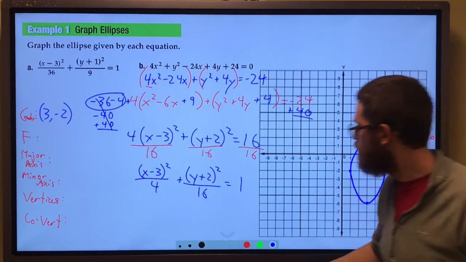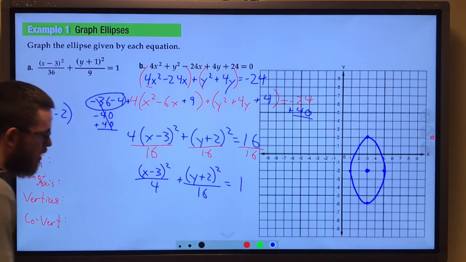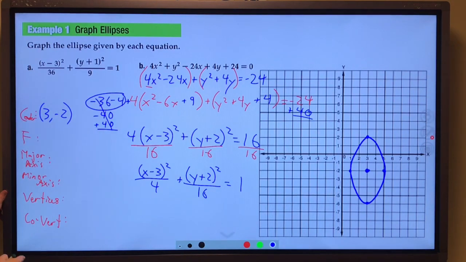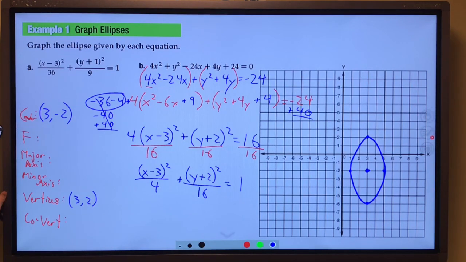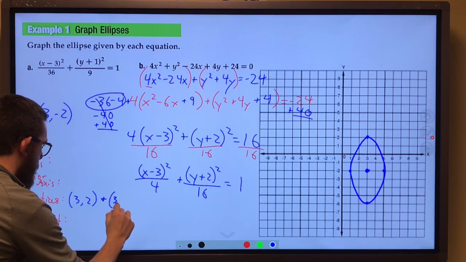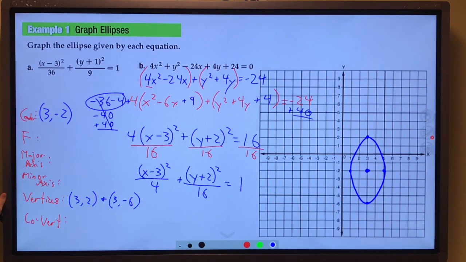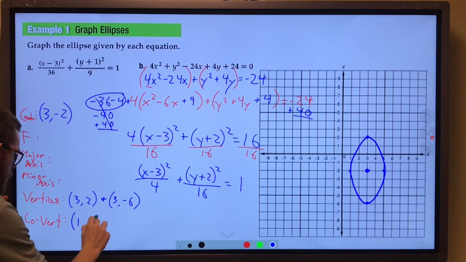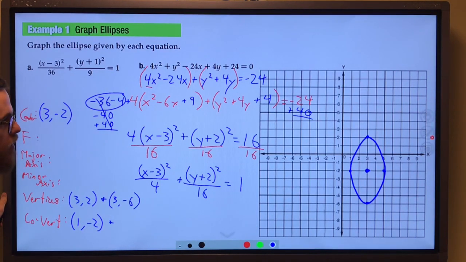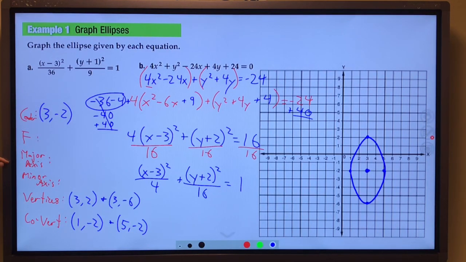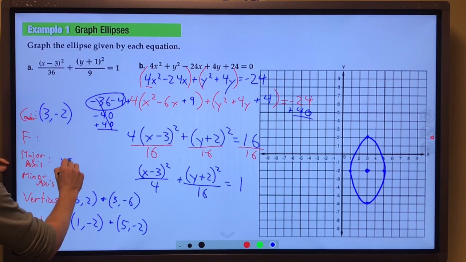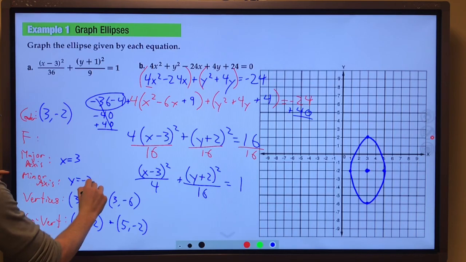We can start to fill in some more of these things. A lot of this stuff is pretty simple. We see that our vertices would be 3, 2, and 3, negative 6. Co-vertices at 1, negative 2, and 5, negative 2. Our major axis is x equals 3. Our minor axis is y equals negative 2.